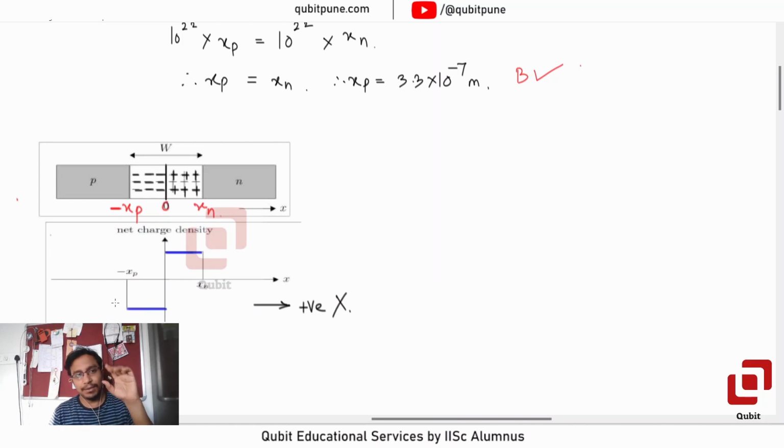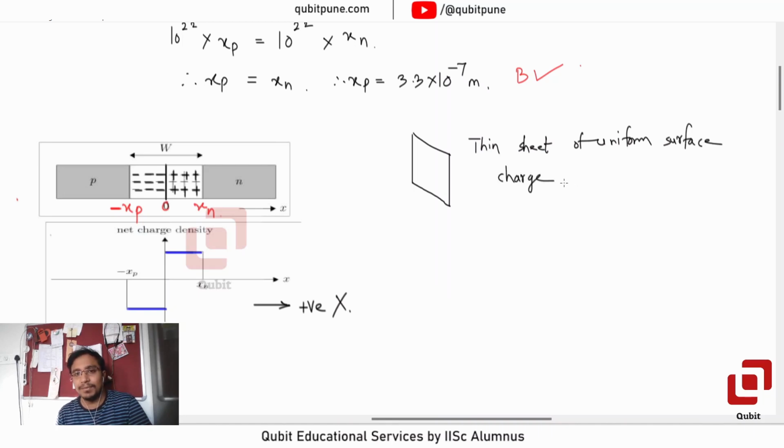Now a few things I would like you to remember or recall from our discussions on electrostatics. Suppose we have a thin sheet of uniform surface charge density sigma, then the field due to that will be given by sigma by 2 epsilon.